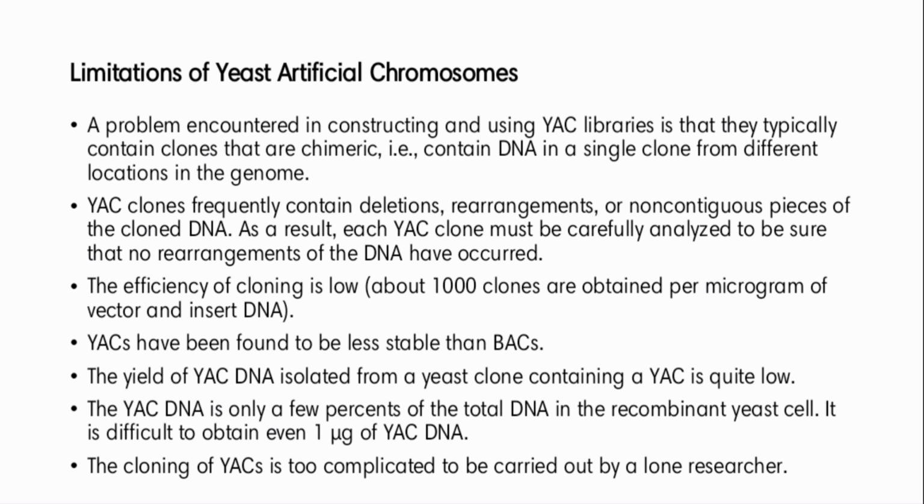Then YAC has been found to be less stable than BACs, that is the bacterial artificial chromosomes. The yield of YAC DNA isolated from a yeast clone containing a YAC is quite low. The YAC DNA is only a few percent of the total DNA in the recombinant yeast cell, and it is difficult to obtain even 1 μg of YAC DNA. The cloning of YACs is too complicated to be carried out by a lone researcher.